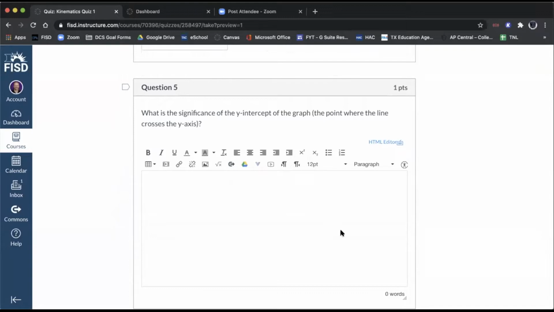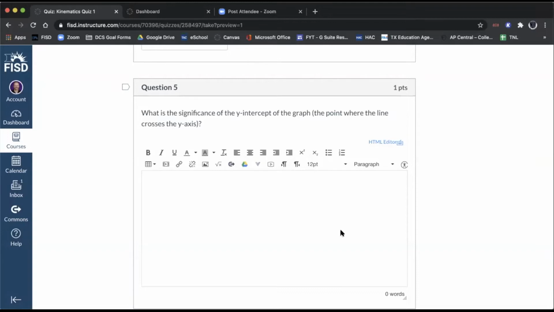The initial position where the runner started. Sort of like a head start. Yep, starting point. Yep, so the starting position, the initial position, x naught, I would have accepted all those. The desired answer would be the starting position or the position at time equals 0. Anything that kind of indicated that, credit, okay?